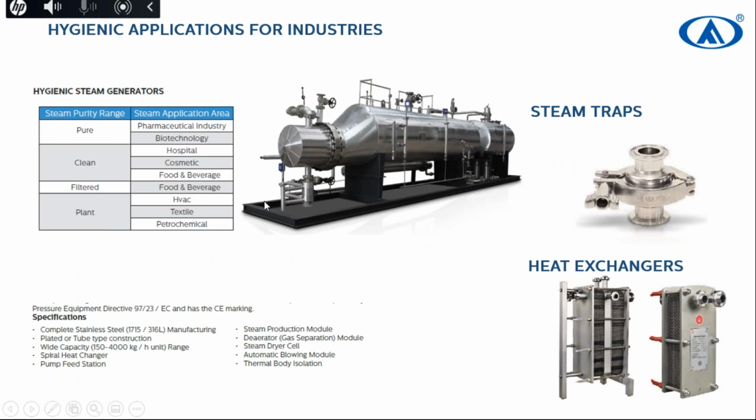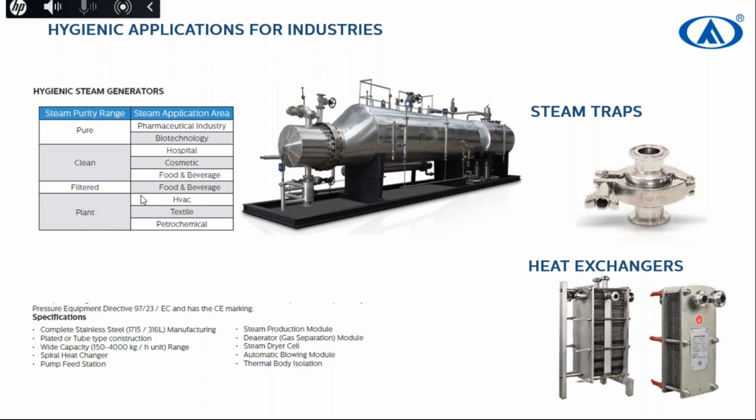And hygienic applications for industries. Let's continue with hygienic applications for industries. There are 4 types of steam purity range. Plant steam is for general usage, which you can use in HVAC, textile, petrochemical, in the food industry, etc., everywhere as plant steam. It means your steam is plant steam.